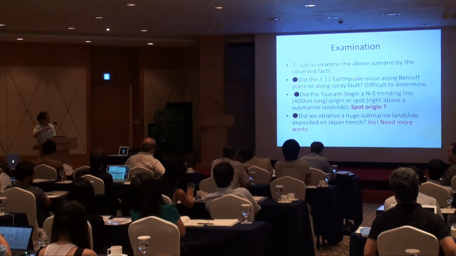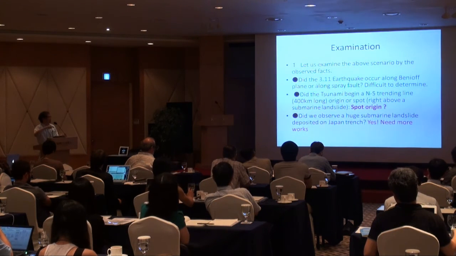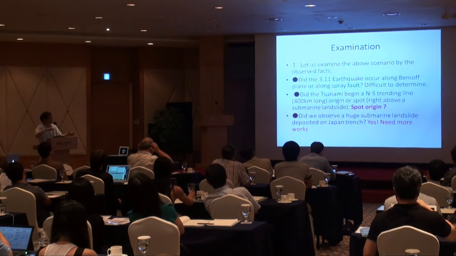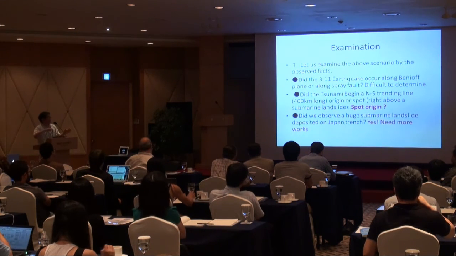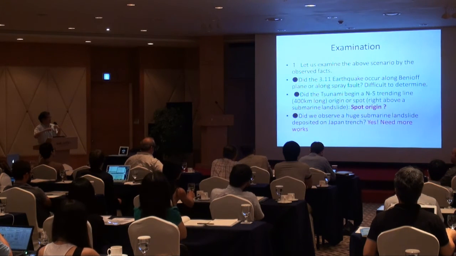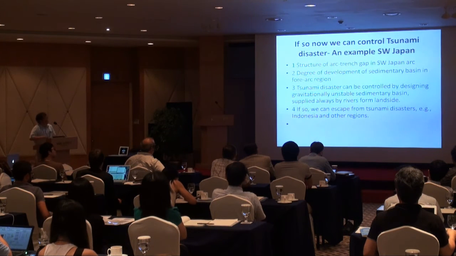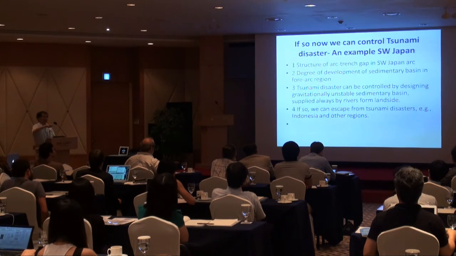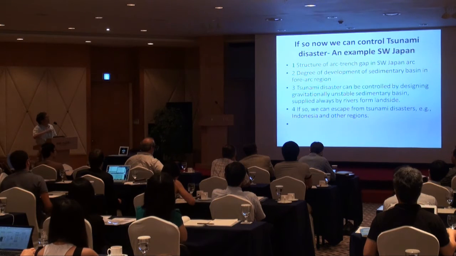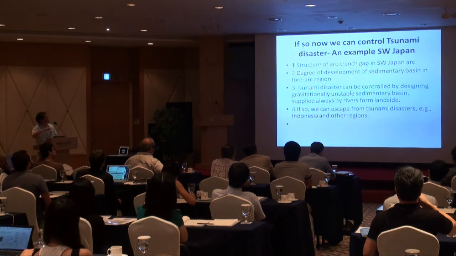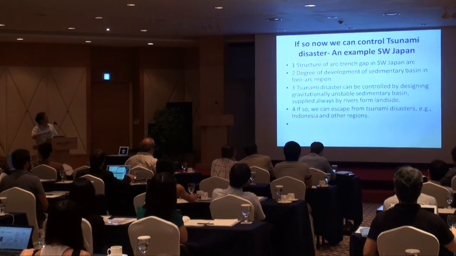Finally, did we observe a huge submarine landslide deposit on Japan Trench? This is the most important part. Now the people try to understand. Yes, seems to be yes to me, but need more works. So if what I said are true, then we can control tsunami disaster. I would like to discuss a possibility for Southwest Japan.